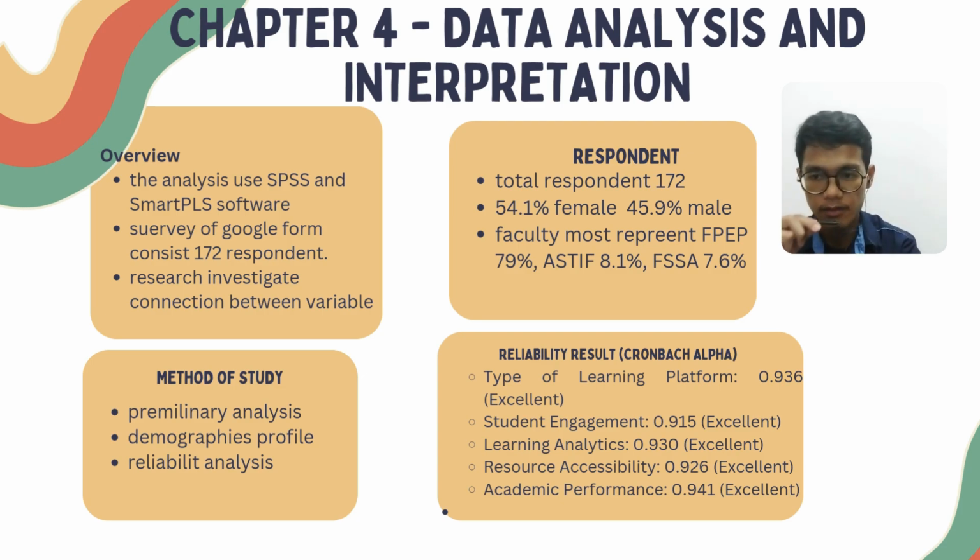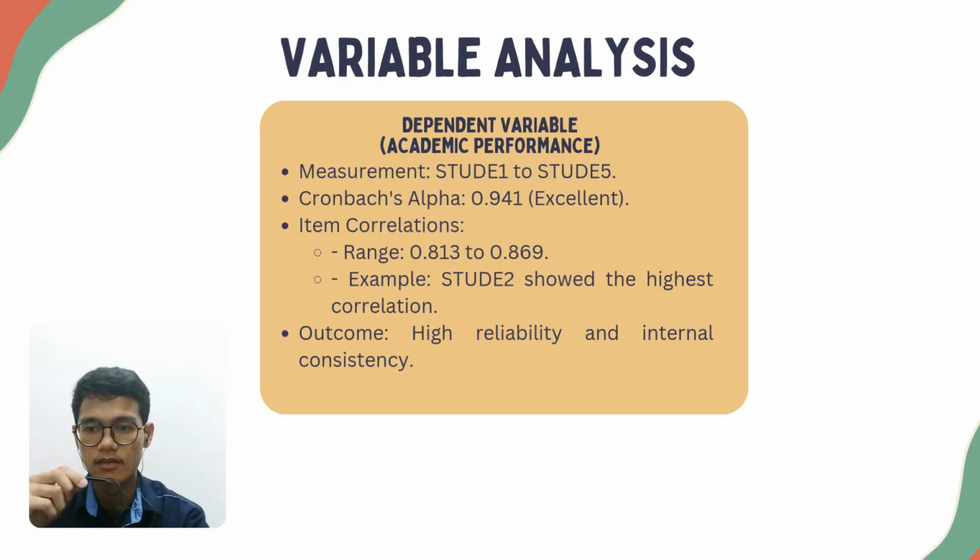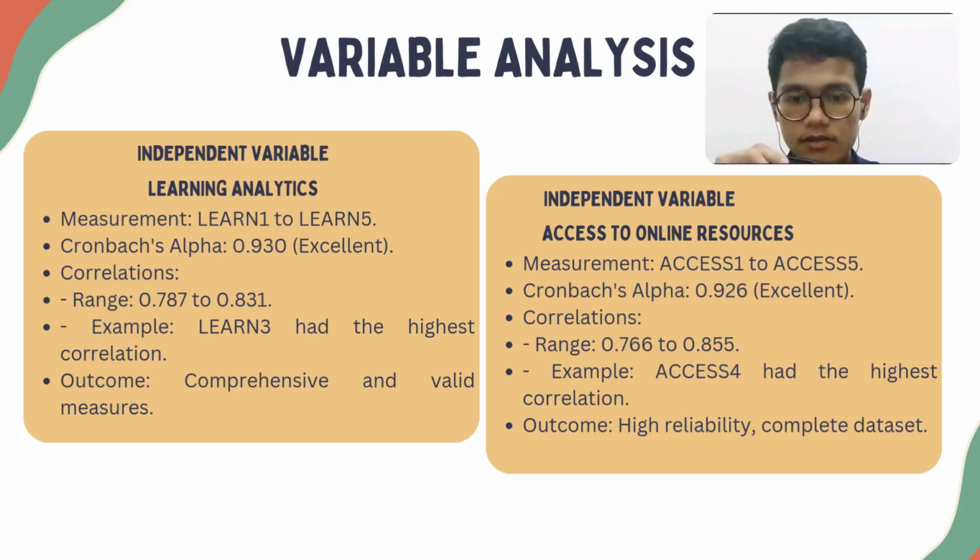The reliability results of Cronbach's Alpha: the type of learning platform 0.96, which is excellent, student engagement 0.915, learning analytics 0.930, resource accessibility 0.926, academic performance 0.941. This confirms dependable durability and internal consistency.